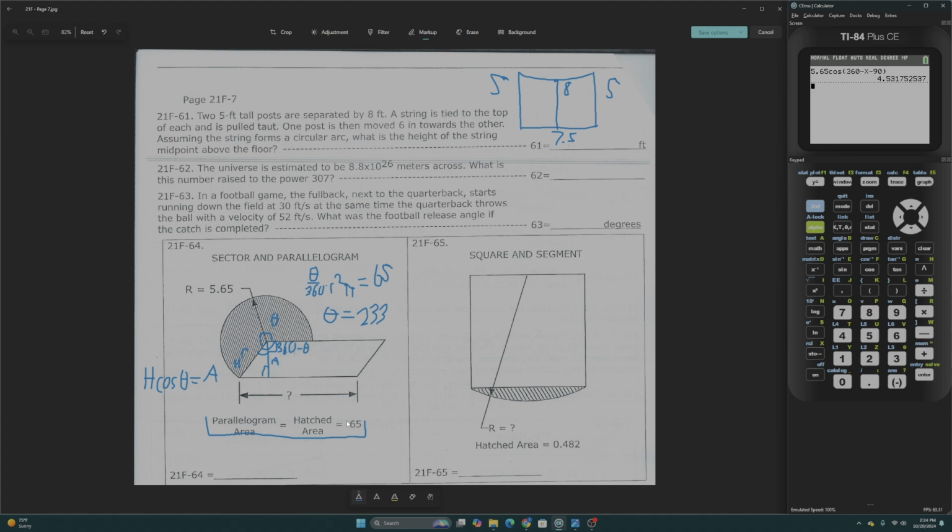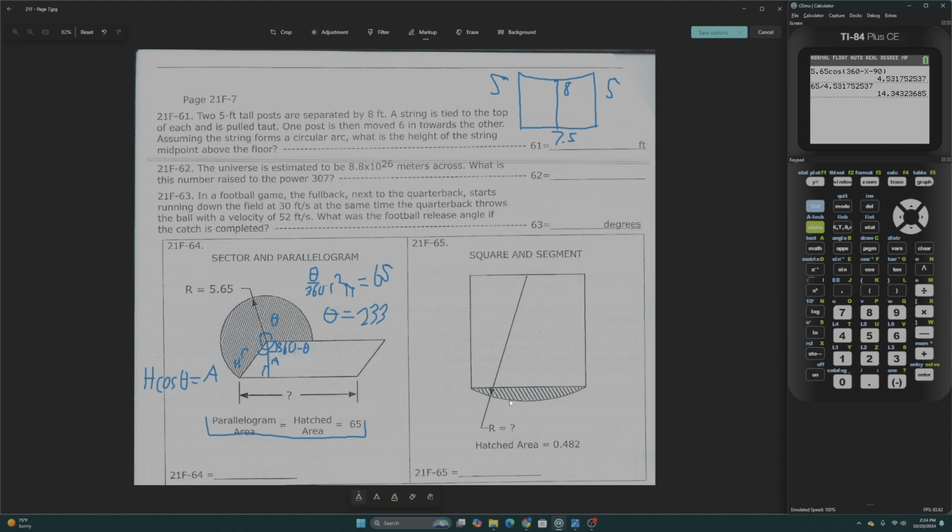And using this formula again, we could do 65 divided by the height, and that gets us our answer of 14.3. That's the base. All right, a little bit long of a problem, but not too bad.